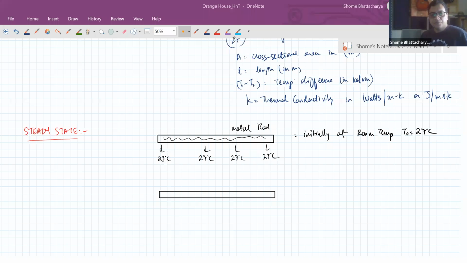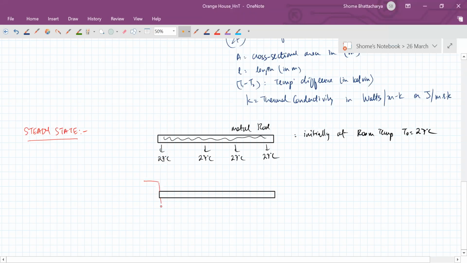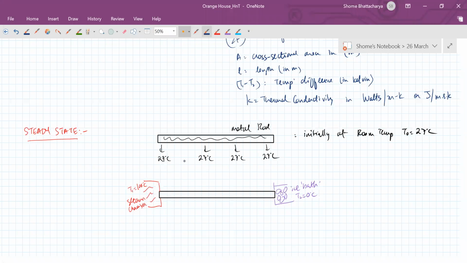Yeah, so coming back to this example, now suppose we have kept this rod, we have put this end into a steam chamber. Sorry, so T1 is at 100 degrees C. Okay. And we have kept the other end in an ice bath at T2 equal to 0 degrees C. And we've insulated this from the outside and all that. So there is some insulation.